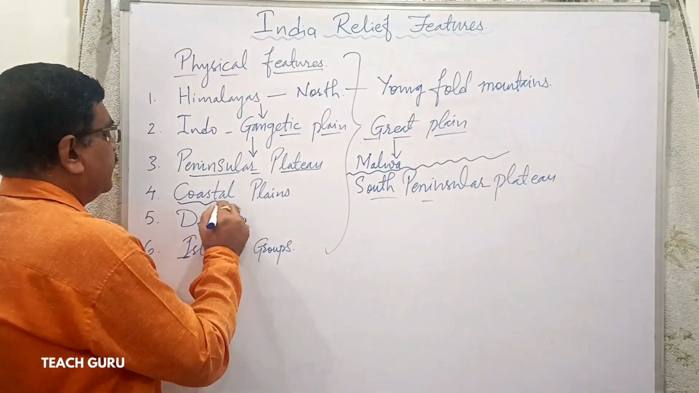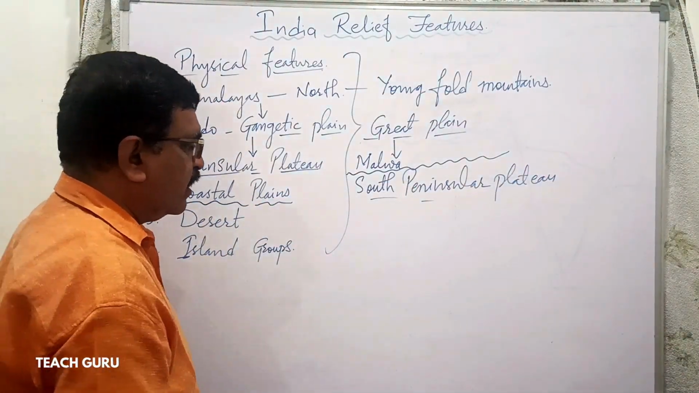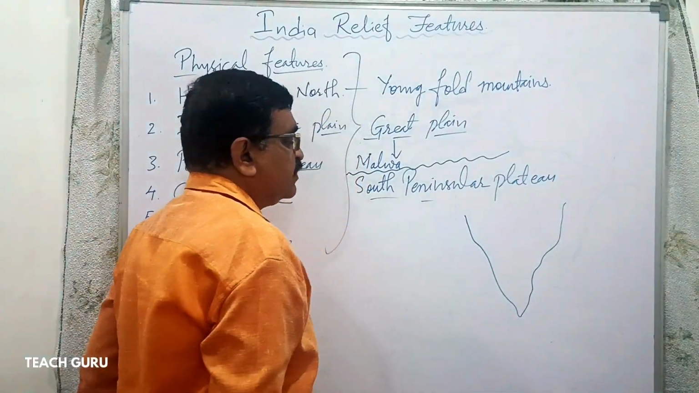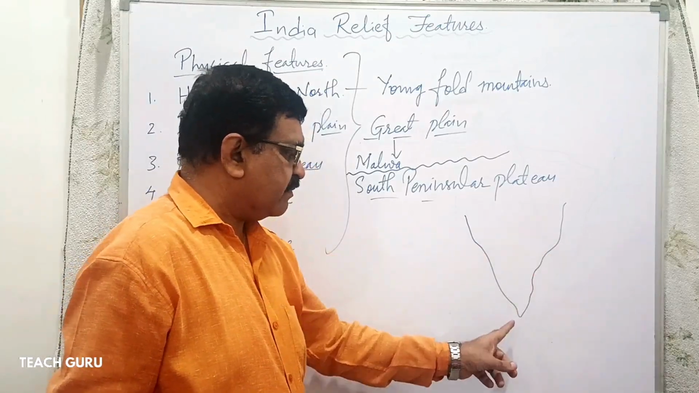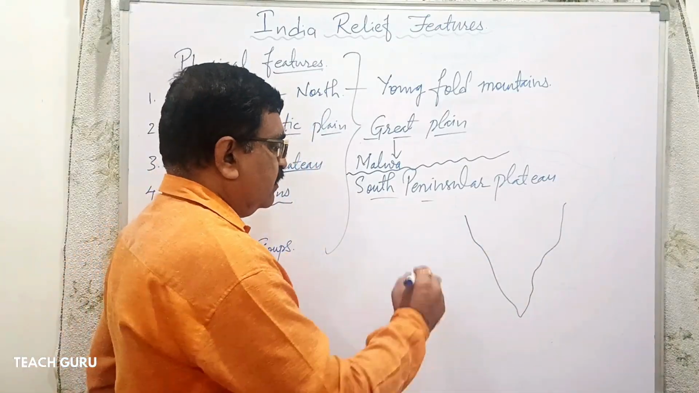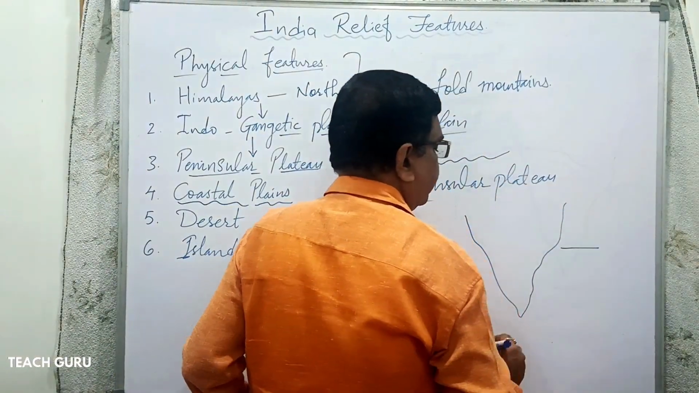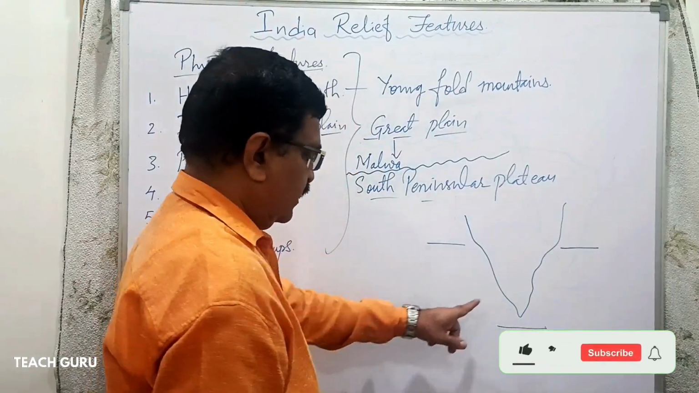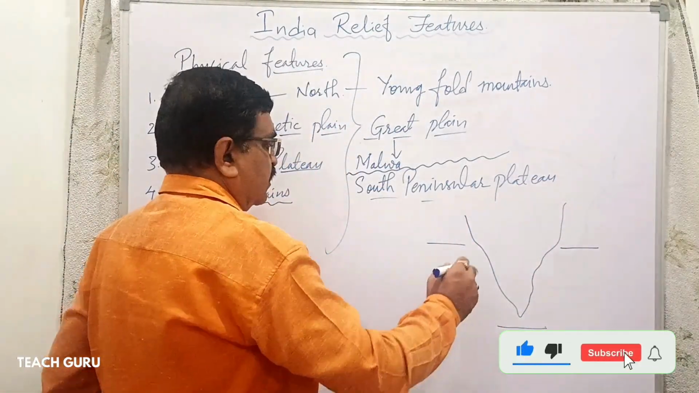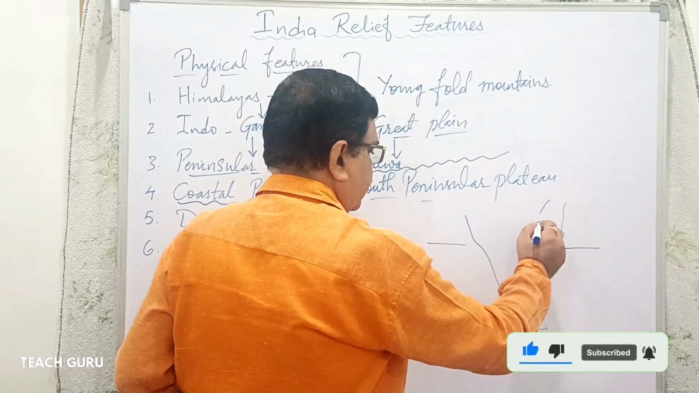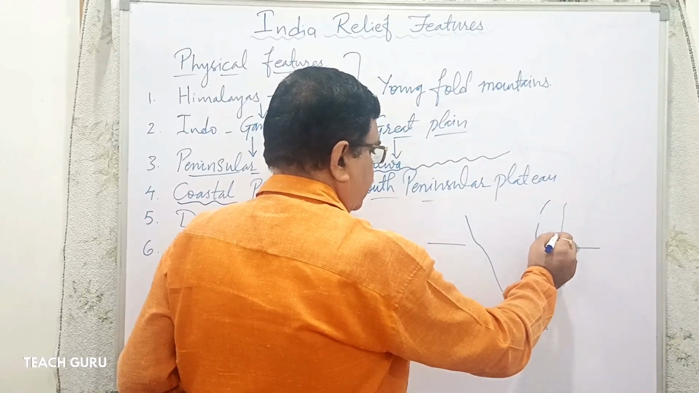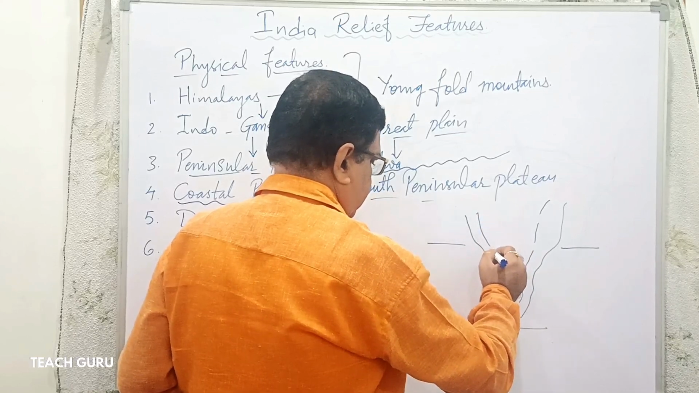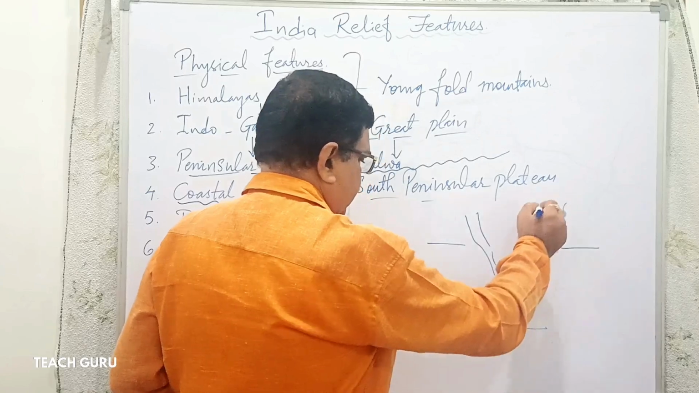Next comes the coastal plains. What do you mean by coastal plains? Already I have discussed with you that the Indian Peninsula is not a regular triangular shape. This is an irregular triangular shape. On the east of this is situated the Bay of Bengal, here the Arabian Sea, and to the south it is the Indian Ocean. Now, some land is available in between the coastal area and the peninsular plateau, that is called as coastal plains.